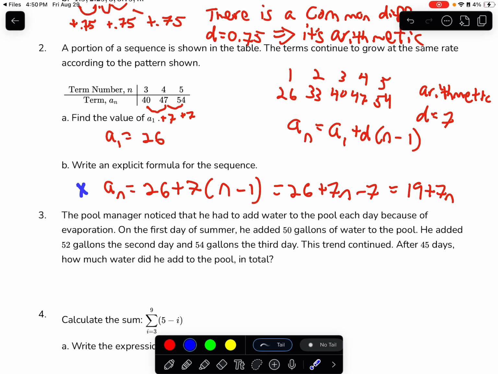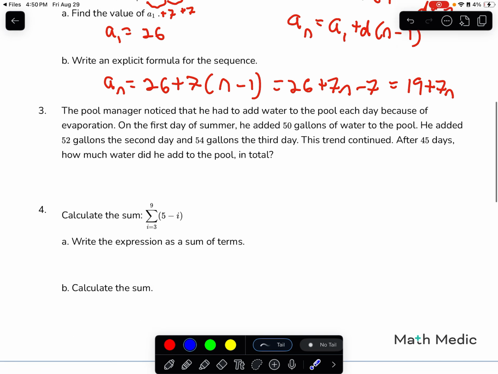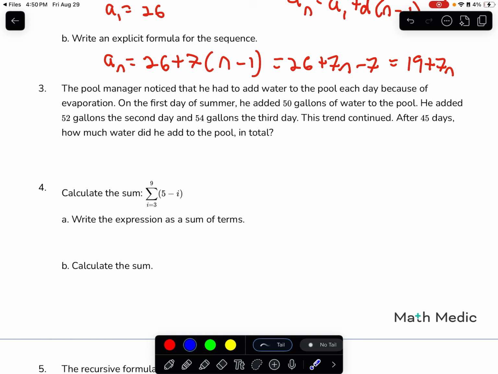This is the answer. Then it says the pool manager knows that he had to add water to the pool each day because of evaporation. On the first day of summer, he added 50 gallons of water to the pool. He added 52 gallons the second day and 54 gallons the third day. The trend continued after 45 days. How much water did he add to the pool?